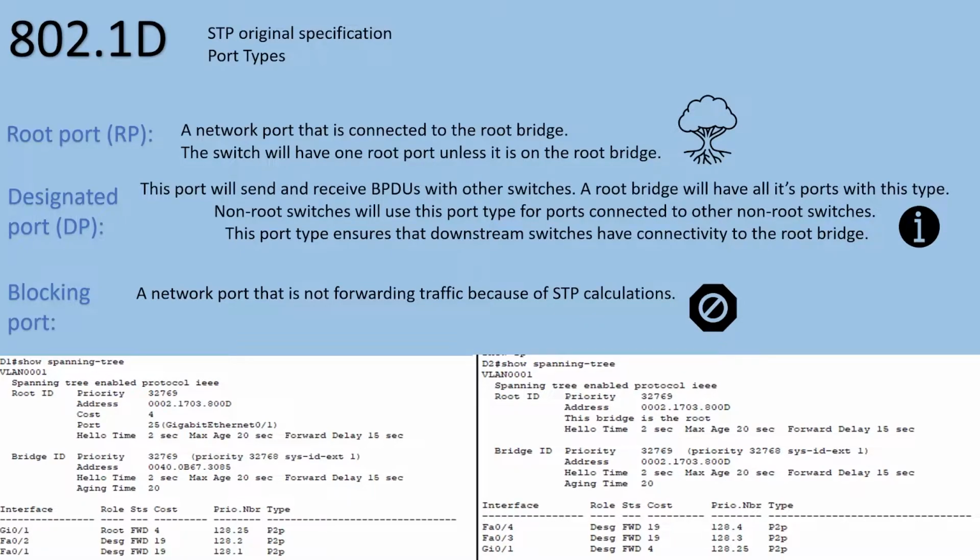Designated port. This port will send and receive BPDUs with other switches. A root bridge will have all its ports with this type. Non-root switches will use this port type for ports connected to other non-root switches. This port type ensures that downstream switches have connectivity to the root bridge. Blocking port. A network port that is not forwarding traffic because of STP calculations.